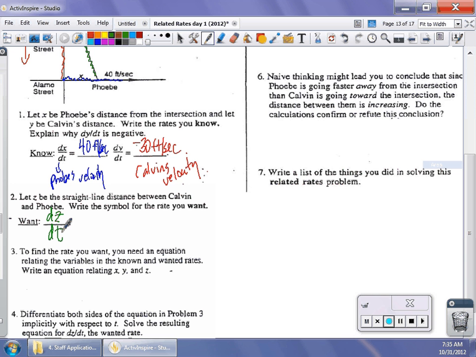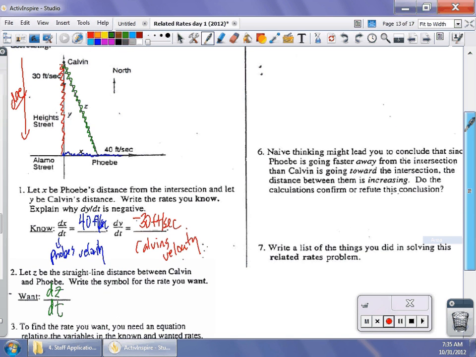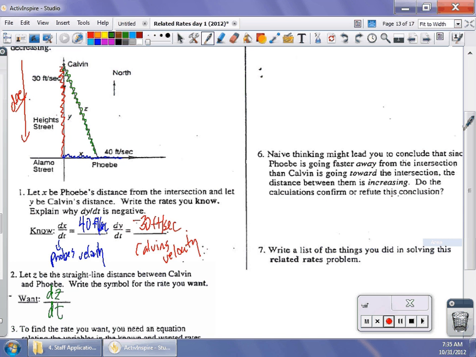The first thing you want to do is take a look at the triangle. I think you can see that this is a right triangle. And so we need an equation that's going to relate, because this is called related rates, the three variables.